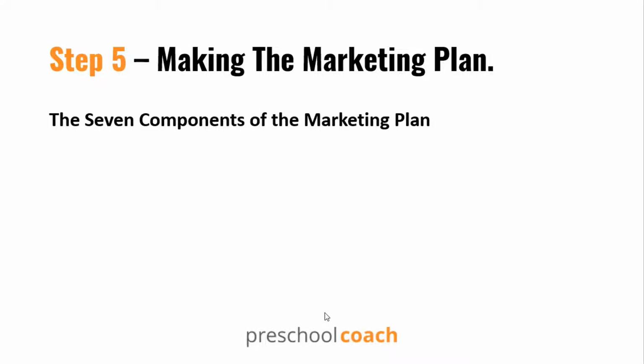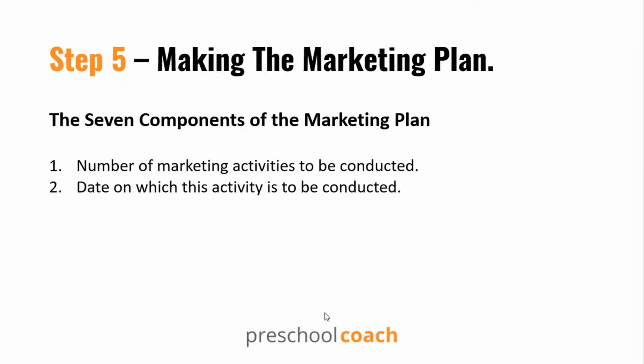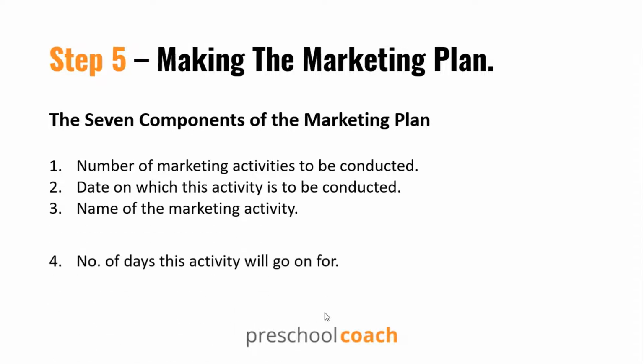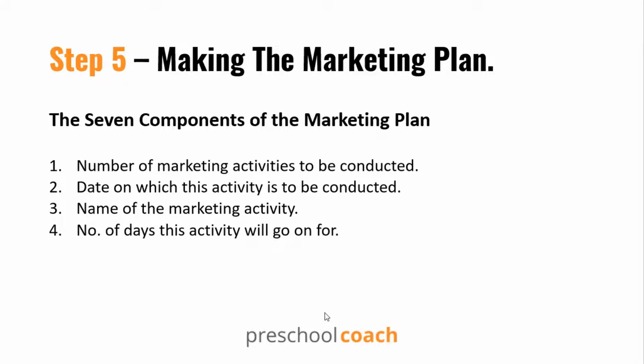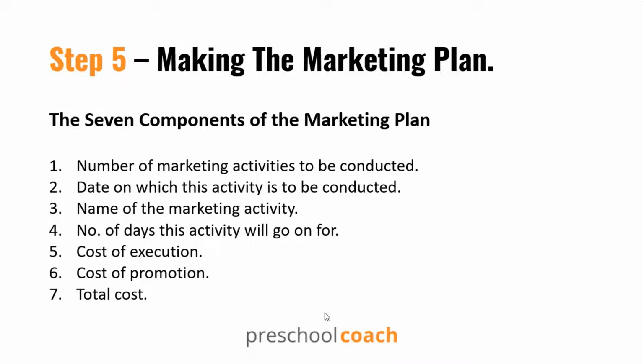There are 7 components of a monthly marketing plan, and they are: Number 1, number of marketing activities to be conducted. Number 2, date on which these activities are to be conducted. Number 3, name of the marketing activity. Number 4, number of days this activity will go on for. Number 5, cost of execution. Number 6, cost of promotion. And number 7, the total cost.